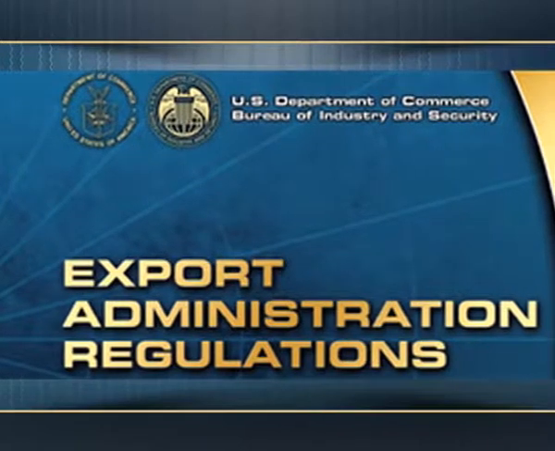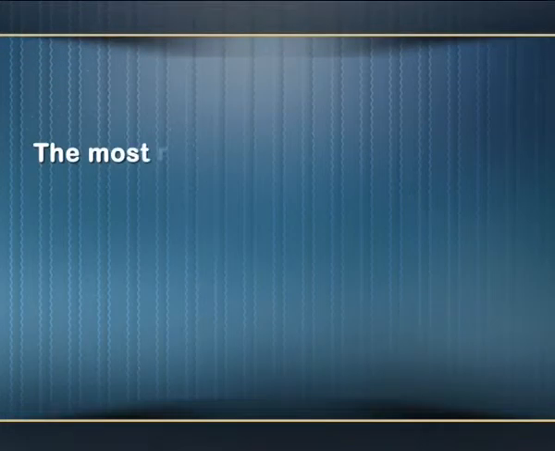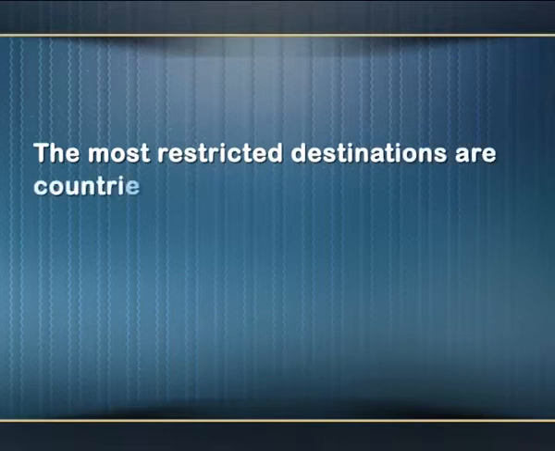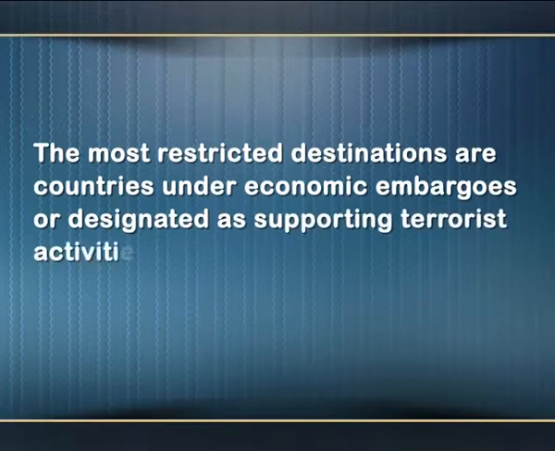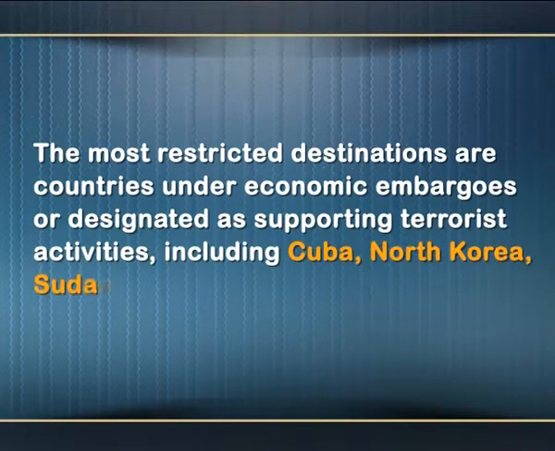Some commodities require a license in order to export. There are different requirements to export lawfully depending on the product or service being exported. Depending on the category the item falls under, the company may need to obtain a license prior to exporting. EAR restrictions can vary from country to country. The most restricted destinations are countries under economic embargoes or designated as supporting terrorist activities, including Cuba, North Korea, Sudan, Syria, Iran. Some products have received worldwide restrictions prohibiting exports.